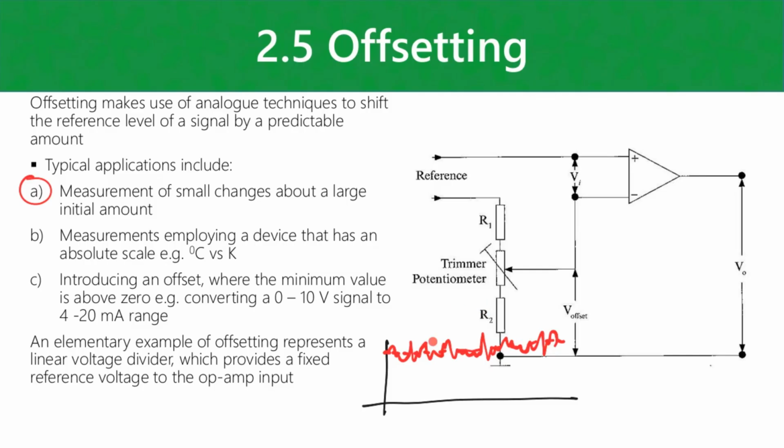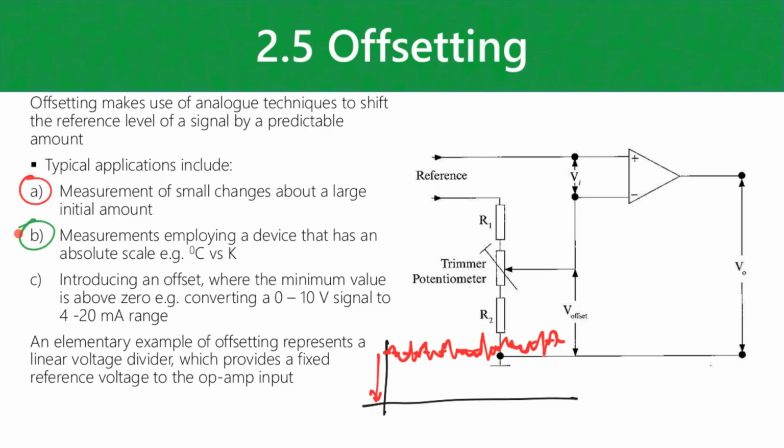Now, if you were to take the signal and just chuck it into an amplifier, there's the possibility that you might saturate your amplifier and thus lose all that information on your output. All right, so that's one place where you want to use offsetting. So what you want to do is shift the signal down to 0 volts or to a lower voltage, just so that you can actually amplify that signal properly.